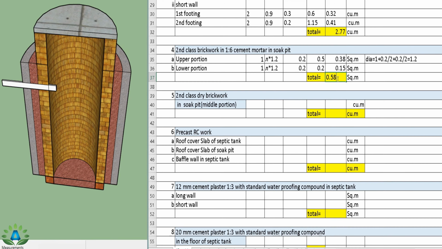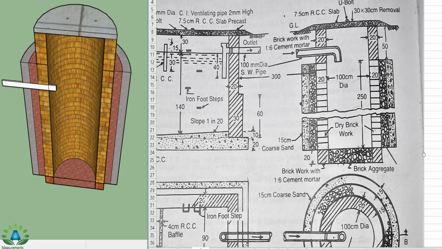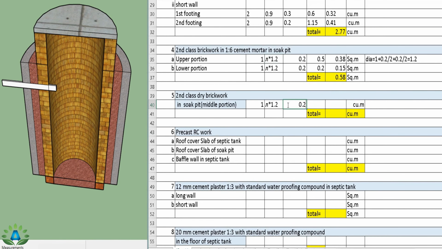Now we have done this brickwork in the upper portion and the lower portion, and this middle portion is remaining. We have this middle portion as dry brickwork, so we are doing this in a separate topic. So we are going to do this middle portion, that means from this point up to this point, and we have the numbers 1. Our perimeter is the same, that means pi into d is the same as above. We have this width 0.2 meter, the same, and the height is 2.5 meter, that means this point to this point is 2.5 meter. So height equals 2.5.